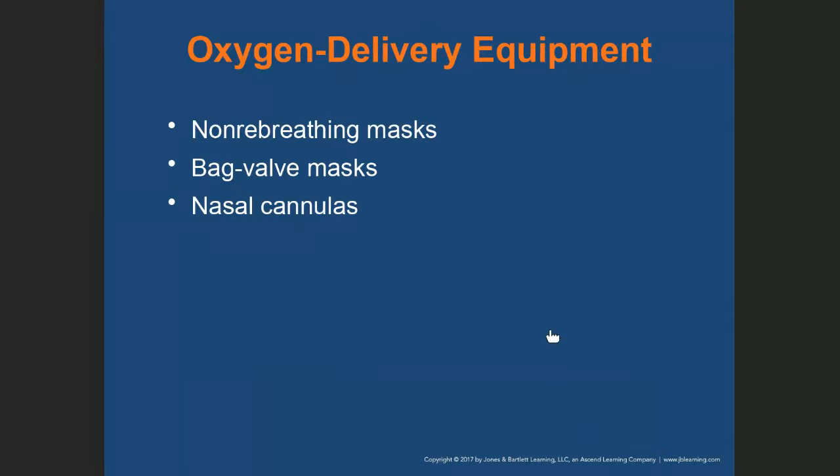All right, now the oxygen delivery equipment. So you have your non-rebreathing mask, you have your bag valve mask, and you have your nasal cannulas. Non-rebreathing mask is a high flow device. You also have what is referred to as a partial rebreather. So you have non-rebreather and partial rebreather. Both are high flow devices. A bag valve mask is a positive pressure device. And then you have your nasal cannula, which goes into the nose, is a low flow device.